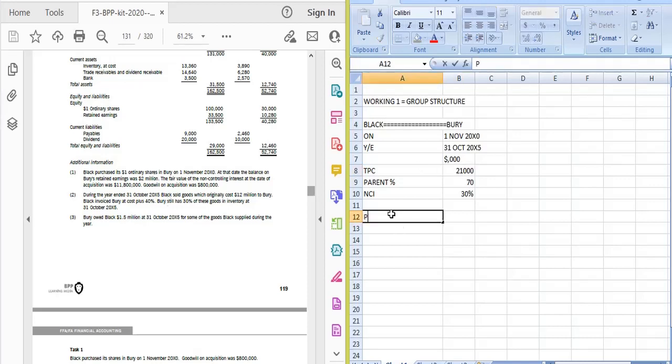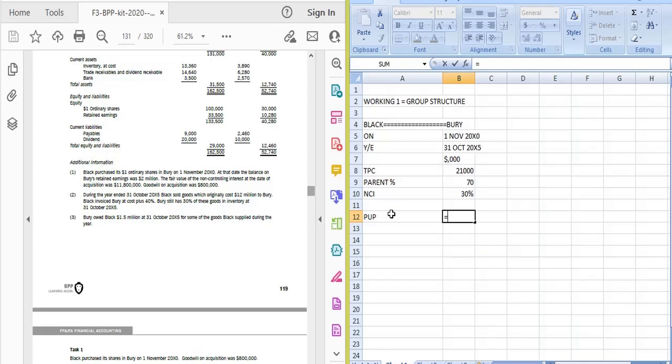Let's calculate the PUP. Have a look at the formula bar, where it will be clearly shown what calculation I am doing. First, let's read the first sentence: during the year ended 31st October 2005, Black sold goods which originally cost $12 million to Bury. The selling price of the seller will be the cost to the buyer, right?